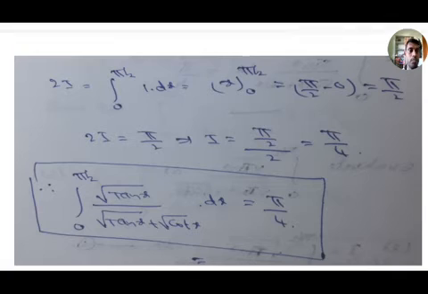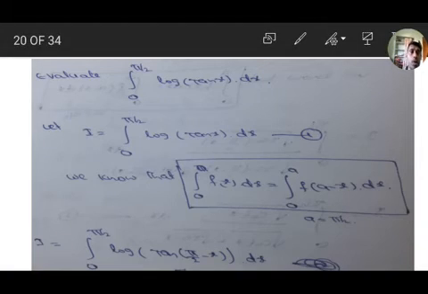Next problem. Evaluate integration 0 to pi by 2 log of tan x dx.